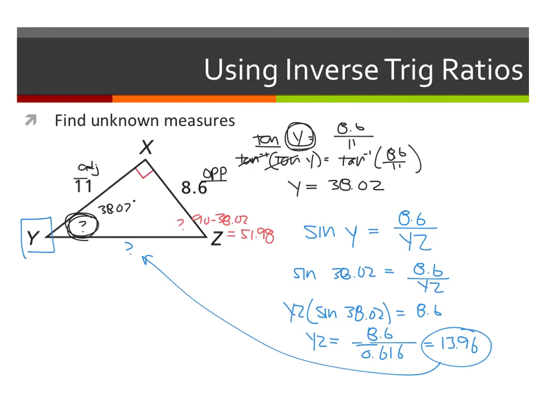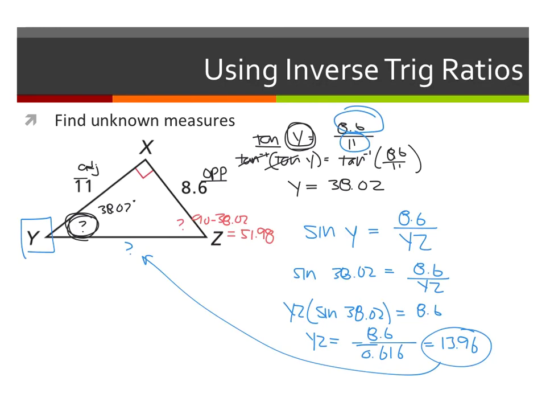Again, when you look at a triangle, try to see which ones are known and which ones are unknown. Try to set up a trigonometric ratio with the known values. So we started right away with 8.6 and 11. We're like, oh, those are opposite and adjacent when you look at it from angle y. So set up the trigonometric ratio and then solve for it.